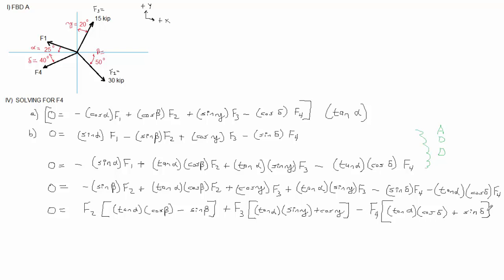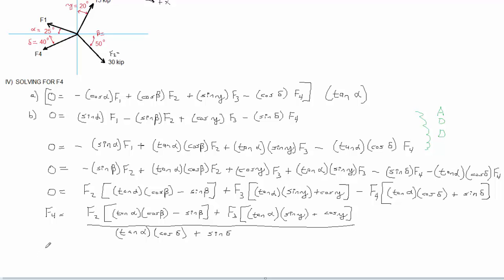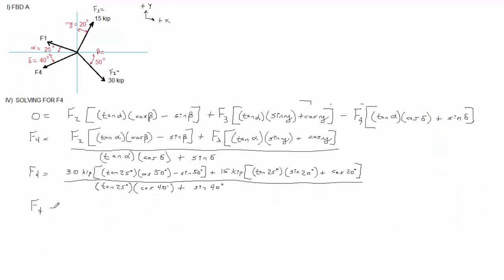After I'm done with that, I need to solve this equation for F4. So I would add this whole term to both sides, and then to get F4 by itself, I divide both sides by this trig stuff over here. And now we can plug our numbers in, and F4 is going to equal a positive 2.49846 kip. Once again, since we've used static equilibrium here, that positive sign doesn't mean positive direction. That positive sign means we assumed correctly. It is actually going down into the third quadrant at delta equals 40 degrees.